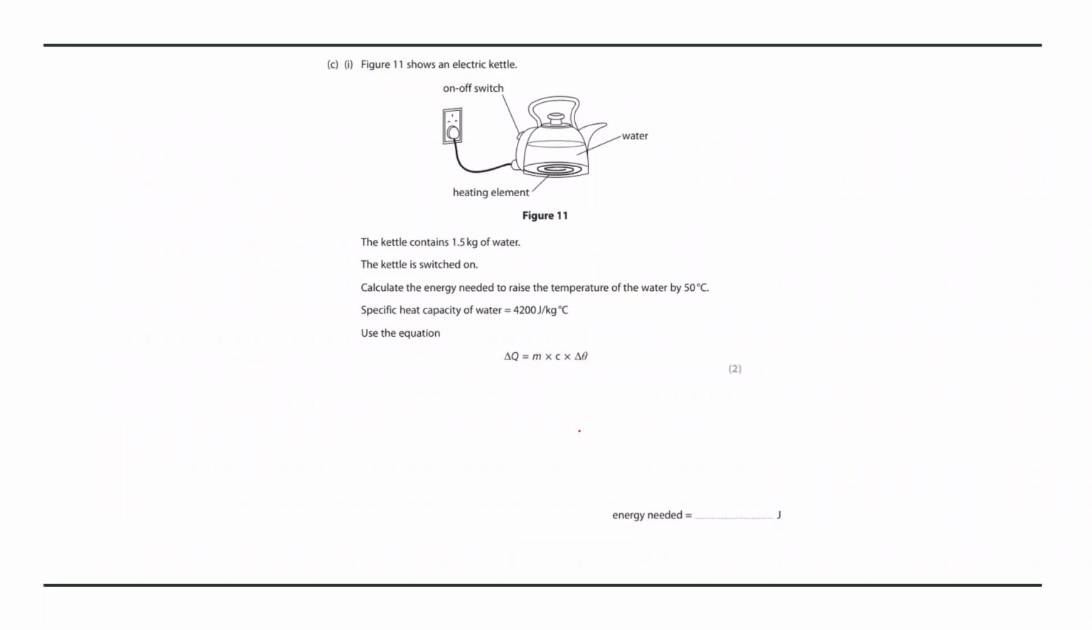Figure 11 shows an electric kettle. Okay, like one you have in your kitchen. The kettle contains 1.5 kilograms of water. The kettle is switched on. Calculate the energy needed to raise the temperature of the water by 50 degrees. Specific heat capacity of water is 4,200 joules per kilogram Celsius. Use the equation, delta Q.